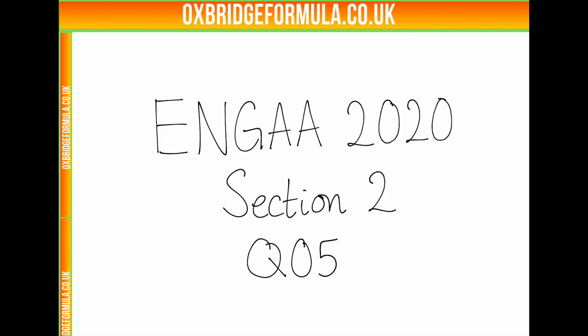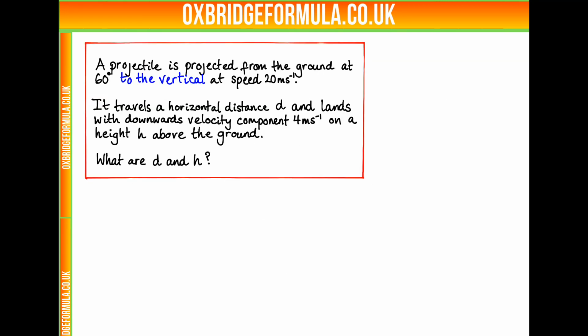This question is taken from the ENGAA 2020 section 2 paper, and it is question 5. So we read, a projectile is projected from the ground at 60 degrees to the vertical at speed 20 meters per second. It travels a horizontal distance d and lands with downwards velocity component 4 meters per second on a height h above the ground. What are d and h?